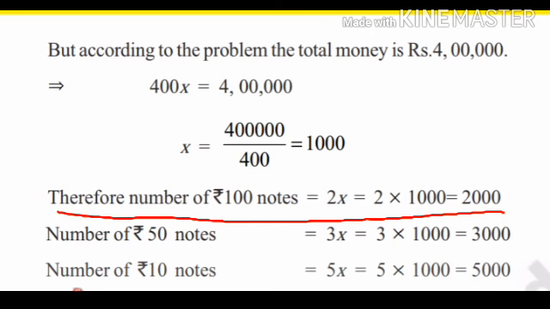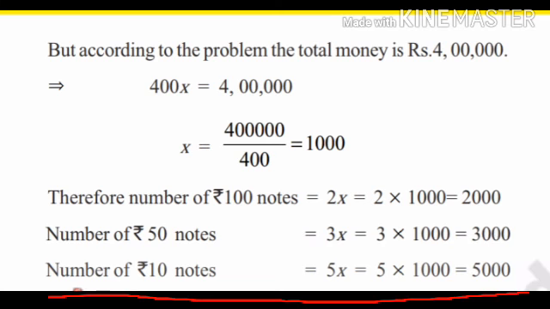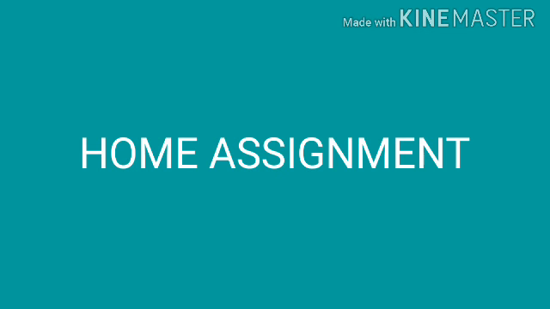Therefore, the number of 100 rupees notes is equal to 2x, that is 2 into 1000, that is equal to 2000. The number of 50 rupees notes is equal to 3x, that is 3 into 1000, that is equal to 3000. Therefore, the number of 10 rupees notes is equal to 5x, that is 5 into 1000, that is equal to 5000.